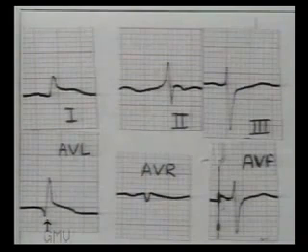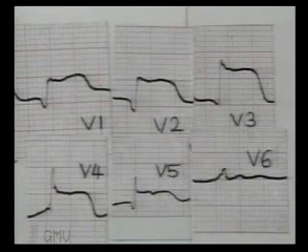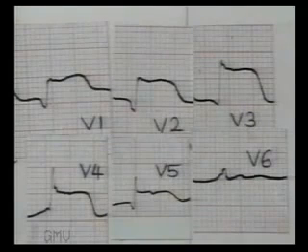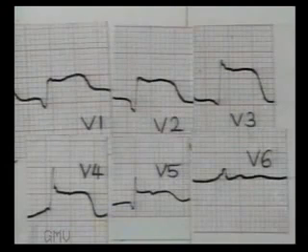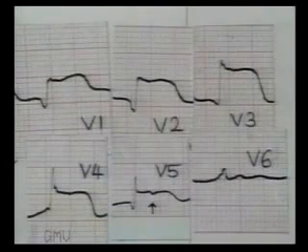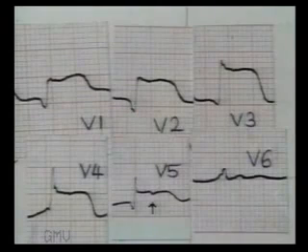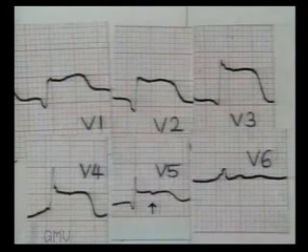Now come to chest leads. There is gross elevation of ST segments up to 7 mm from lead 1 to lead V5, suggesting a fresh anterior wall infarct. The T waves are upright, so it is less than 1 day old. Observe particularly in lead V5, plain ST elevation and a notch demarcating it from the T wave.